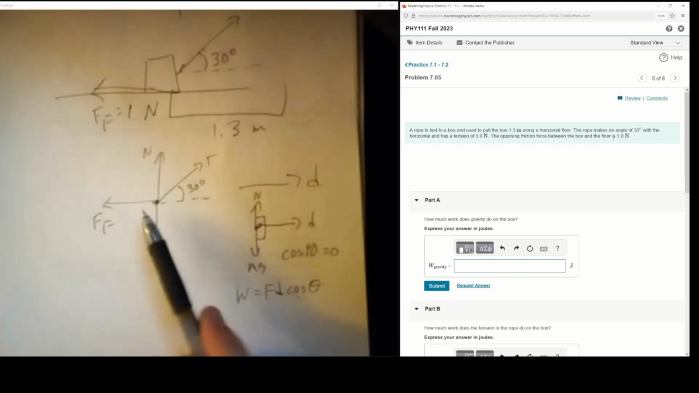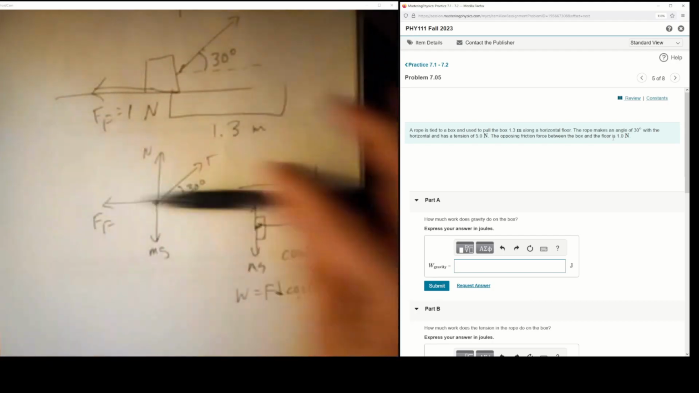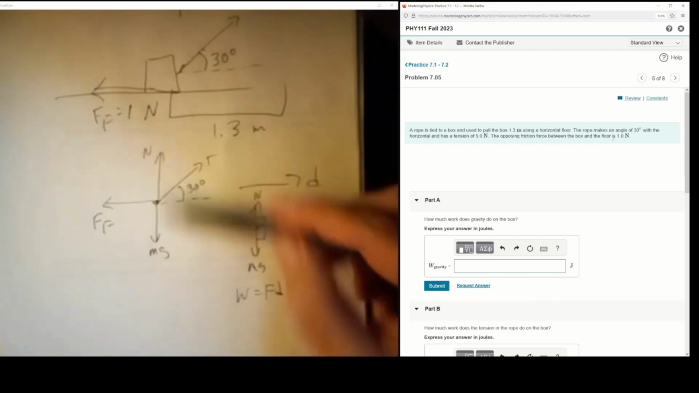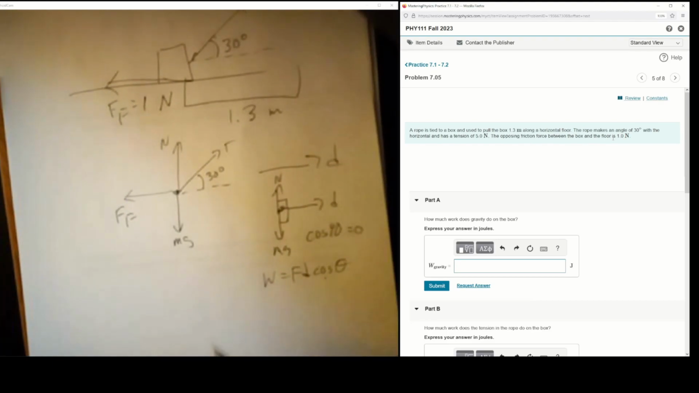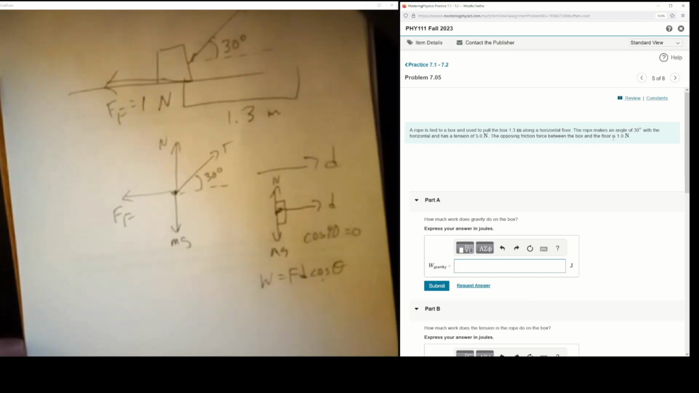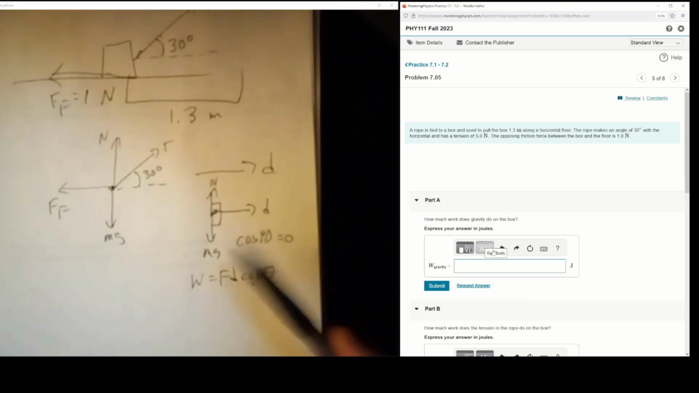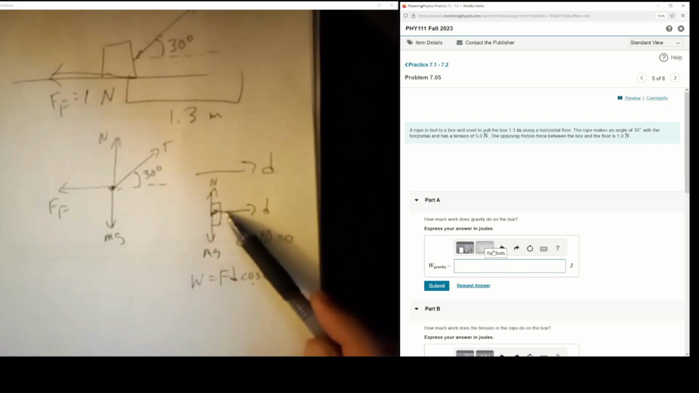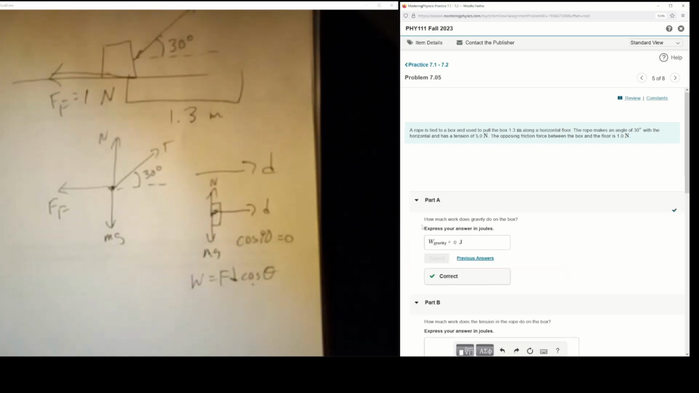So what is doing work is the tension and the force of friction, because these are in the horizontal plane that the box is actually moving in. The box isn't moving up or down, so up or down forces are not going to affect how you're moving left and right. So they want how much work. The first question is, how much work is done by gravity? Well, as I just argued, the gravitational force is 90 degrees with our displacement, and cosine 90 is 0. So the work done by gravity is 0.